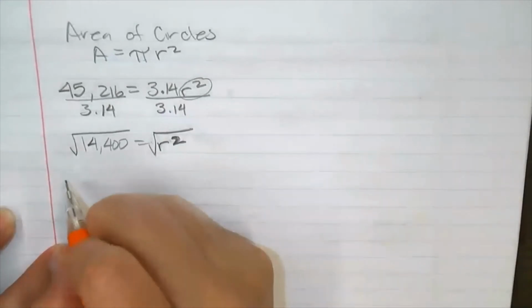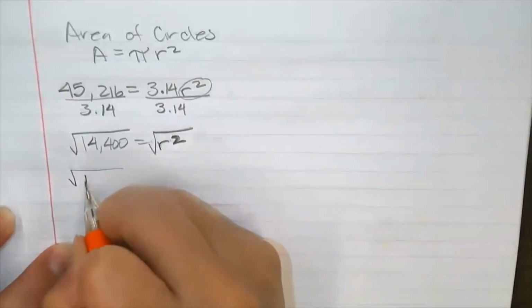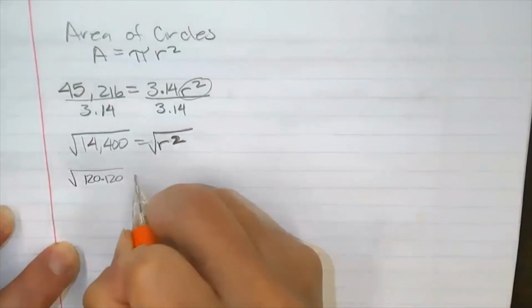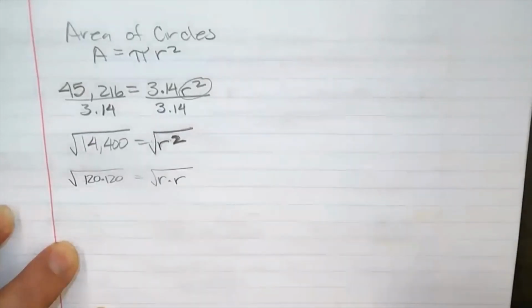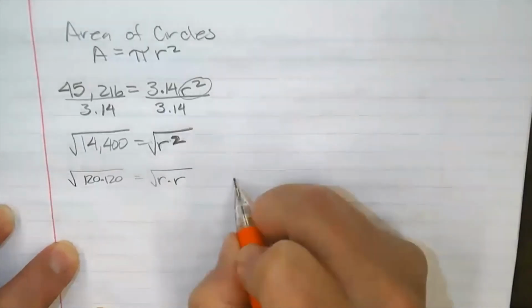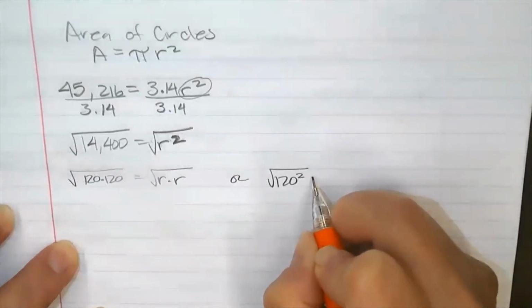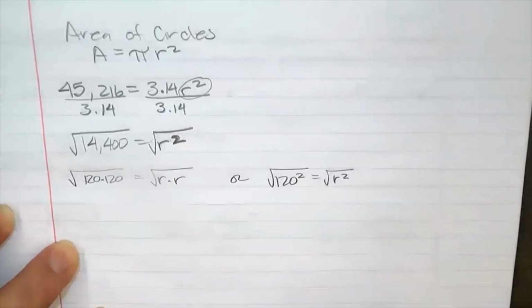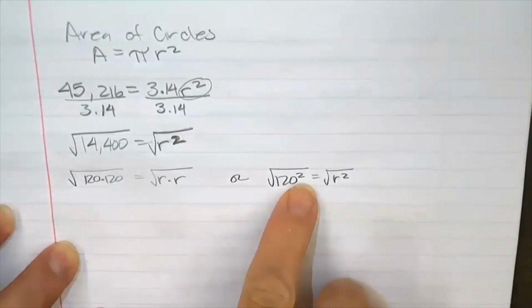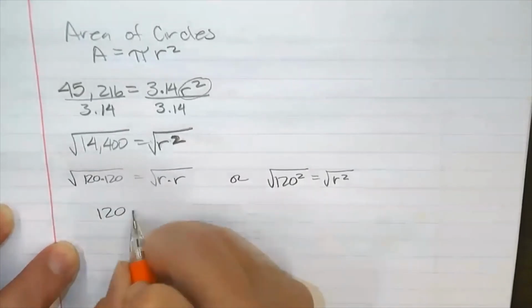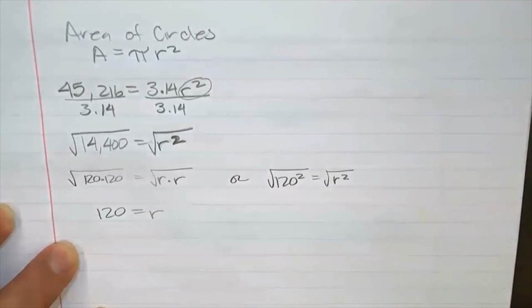So this is equal to 120 times 120 is equal to r times r, right? Or you can look at it another way. 120 squared is equal to r squared. You can look at it this way or this way. Either way is fine. So 120 equals r. So we've already been doing this. You already know how to do this.